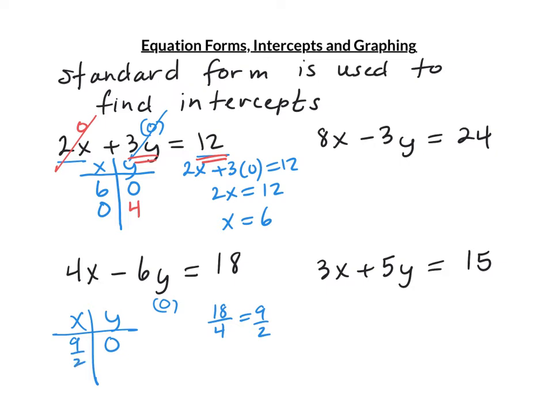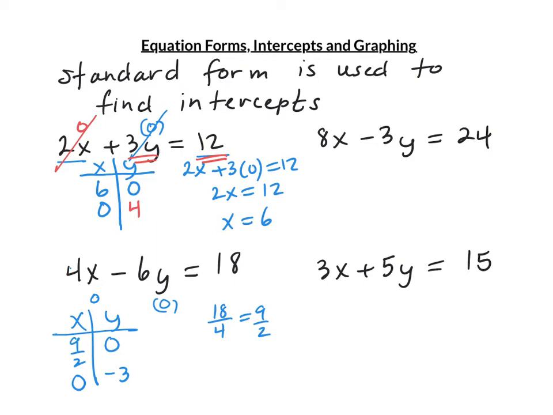9 halves. And if I plug in x is 0, put a 0 for x. 4 times 0 is 0. Negative 6y is 18. Divide both sides by negative 6, and you get y is negative 3.